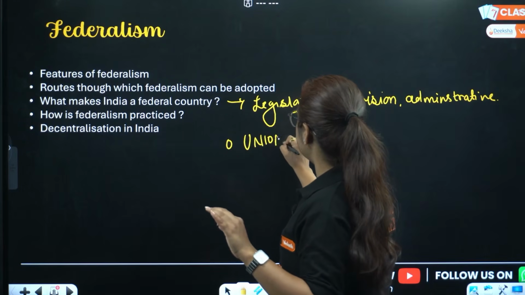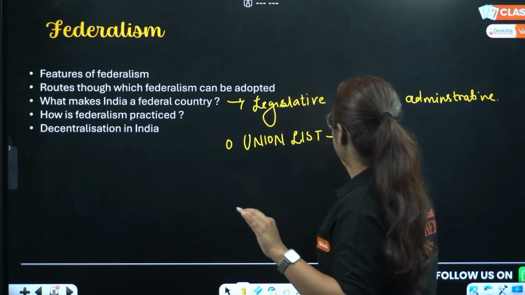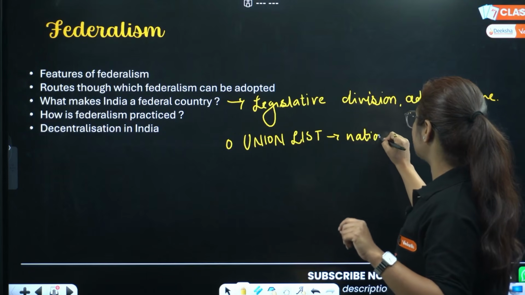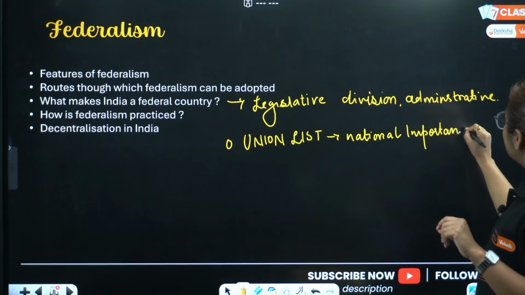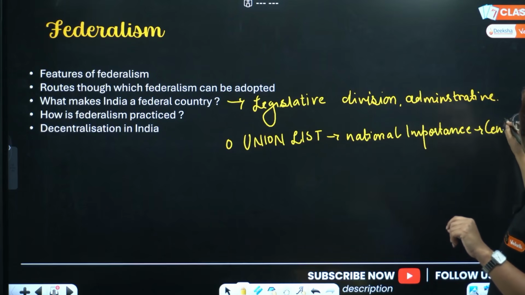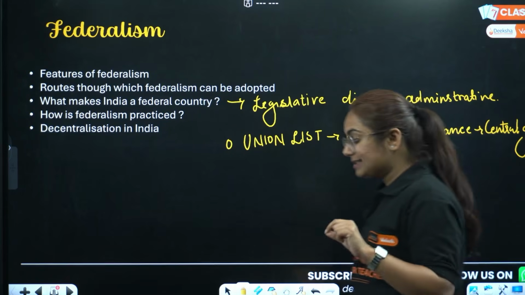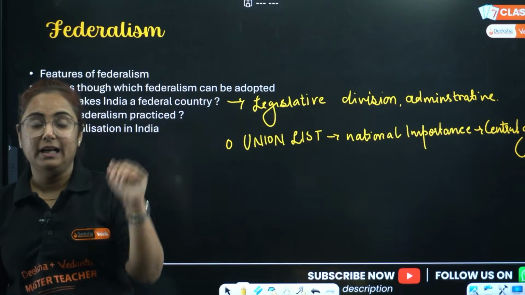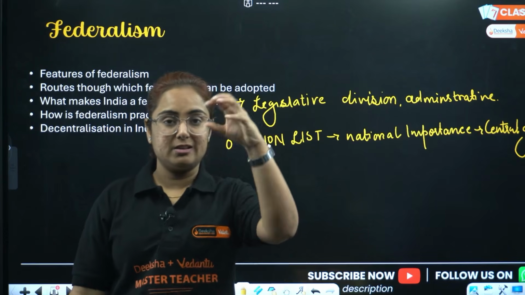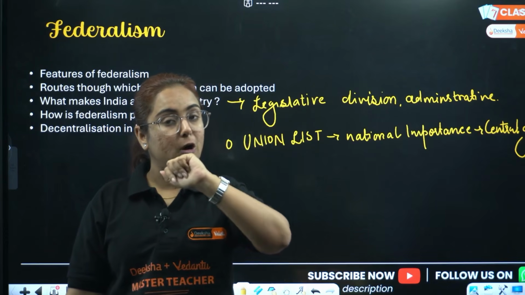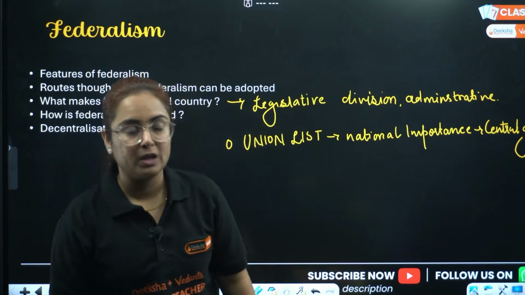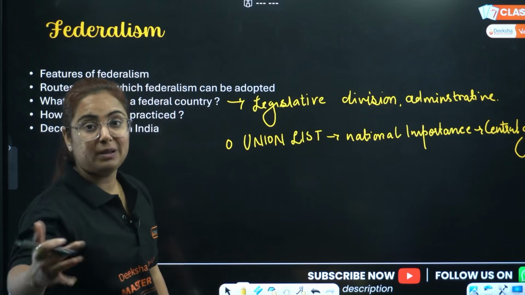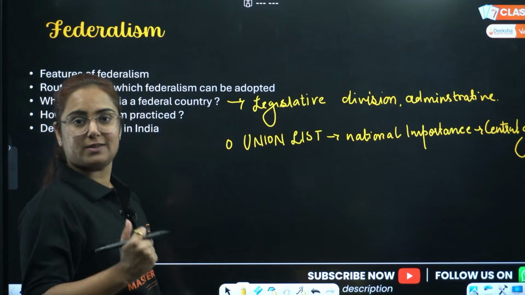The first one is the Union List. It contains the subjects of national importance, and the laws related to these will be made by the central government. What are the subjects? Like currency. If currency were not a central subject, there would be a problem. There are some topics which need to be governed by the central government. Along with that, there is the army, that means defense, and foreign affairs.